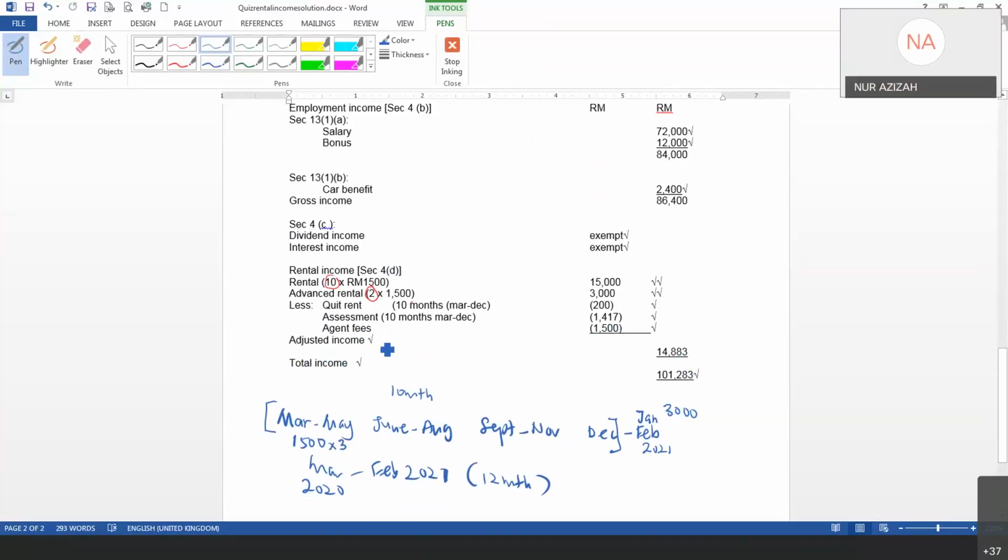Depends lah. Sometimes saya bagi markah dekat sini, sometimes dekat sini. So either way, sometimes kat sini ada markah, kat sini pun ada markah. So if you get these two right, biasanya ada markah lah, because this question saya pecahkan 15 markah je, so tak ada banyak tempat saya boleh bagi markah.